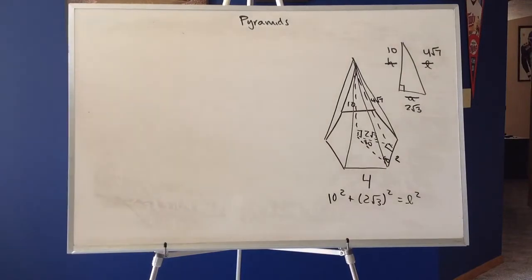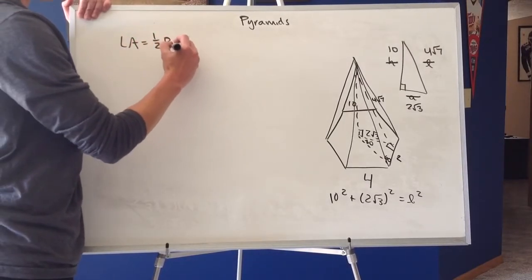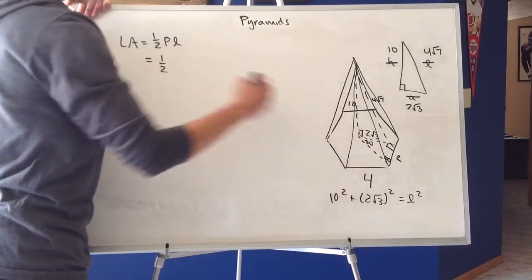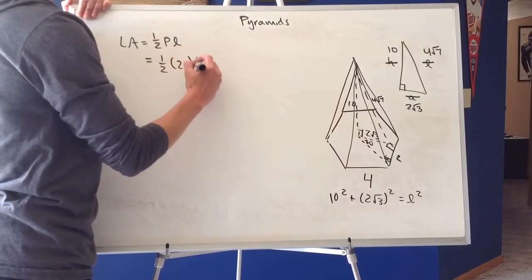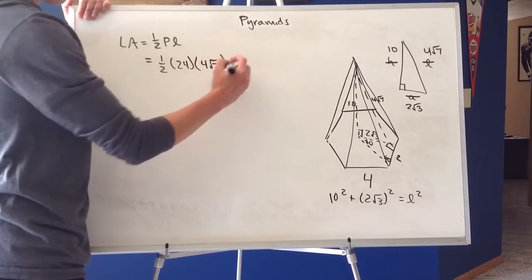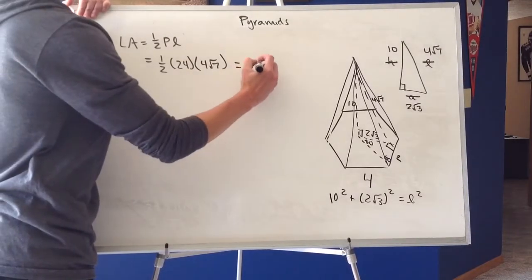Okay, once you have that, you then again have everything you need. Okay, so LA would be our 1/2 PL. So if one side's 4, 4 times 6 would be 24, times our slant height, which is 4 square root of 7. Multiply those and you will get 48 square root of 7.